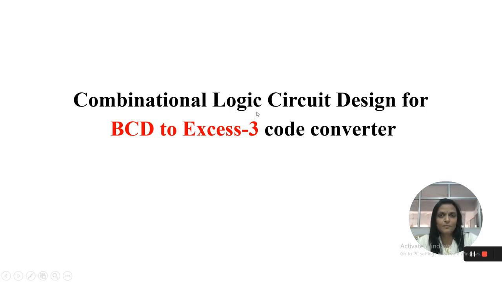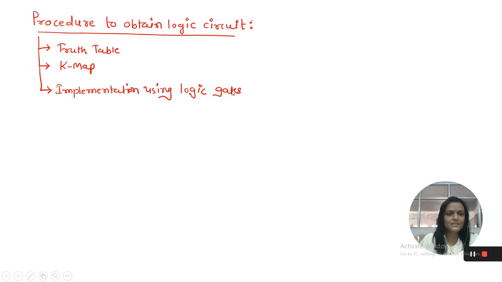So what is the ultimate purpose of learning this theory? The ultimate purpose is to obtain the circuit such that when we provide 4-bit BCD numbers at the input of the circuit, we should get 4-bit XS3 numbers at the output of the circuit. So let us start with the procedure.